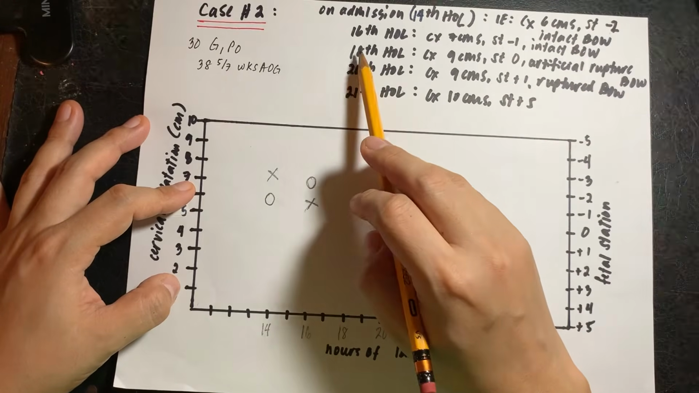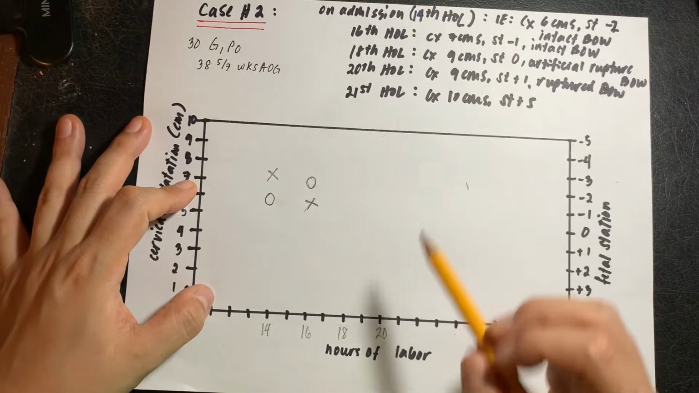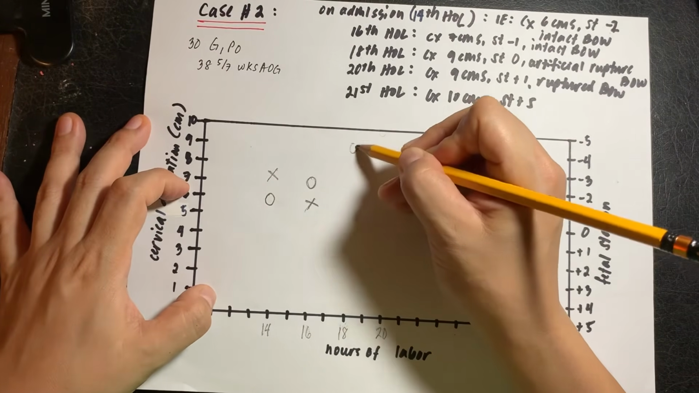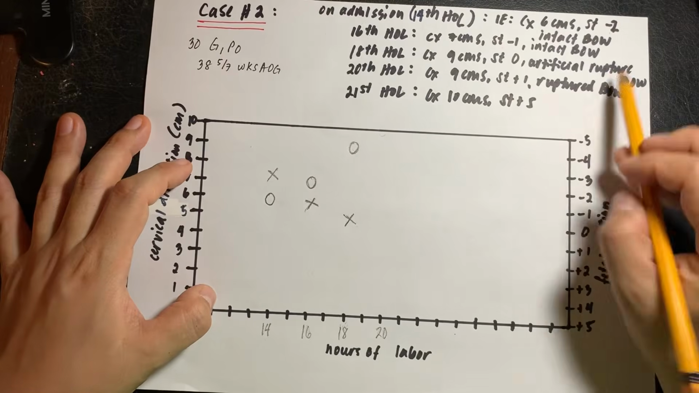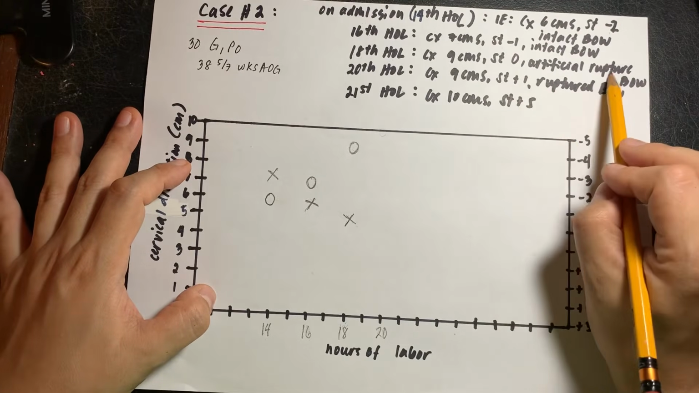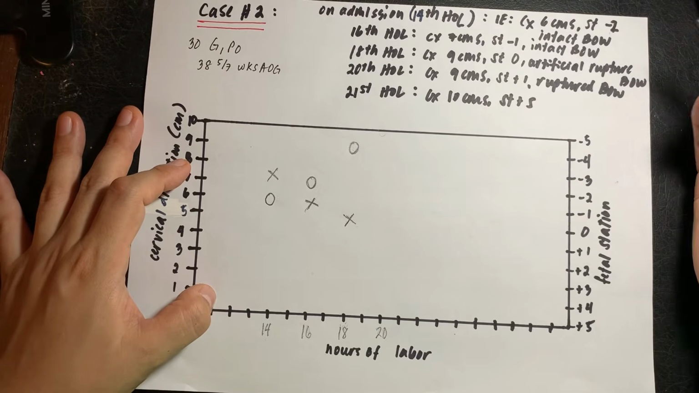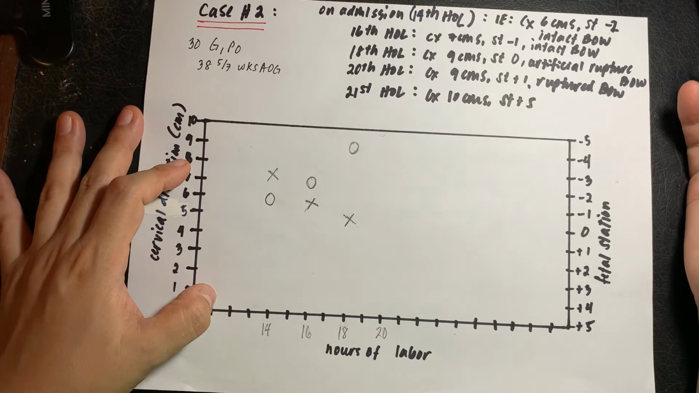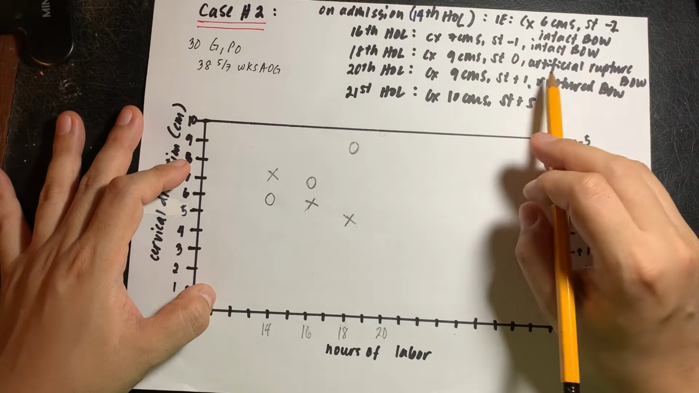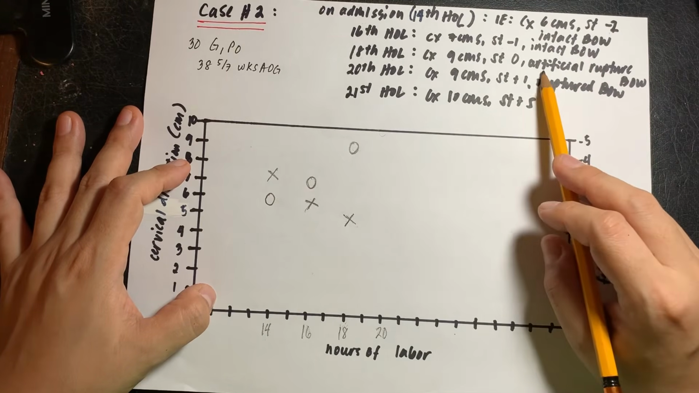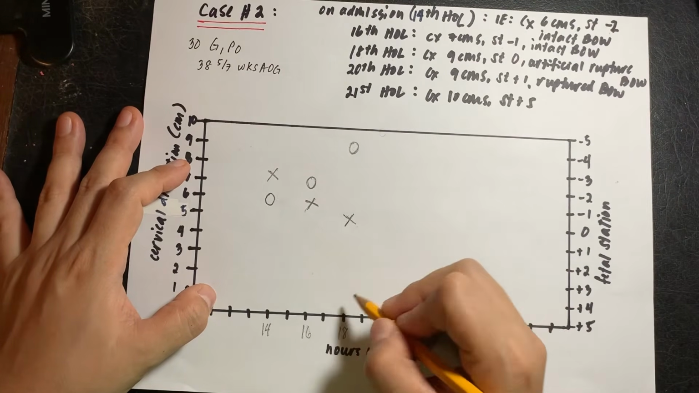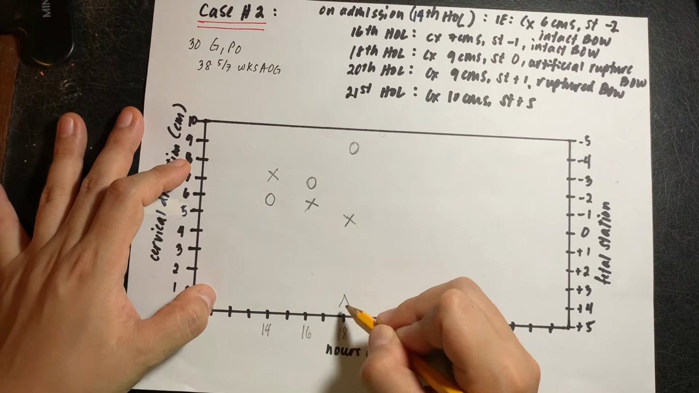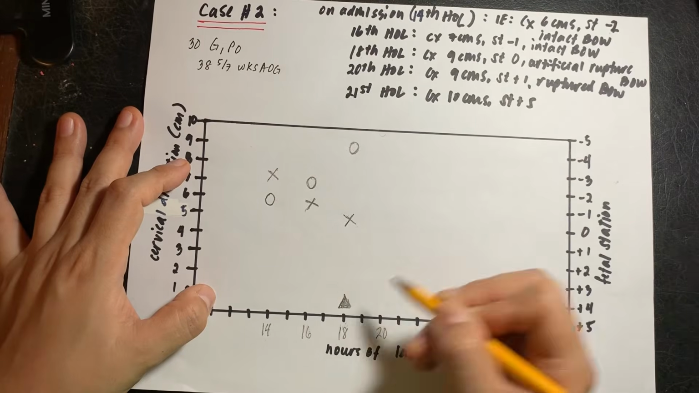Intact bag of waters. On the 18th hour of labor, we have a cervical dilatation of 9 centimeters. Station 0. And the bag of waters was artificially ruptured at this time. If you recall, in case number 1, the bag of waters was spontaneously ruptured, that's why we placed a diamond mark. But in this case number 2, the bag of waters was artificially ruptured, so instead of a diamond, we will use a triangle. So that's the 18th hour of labor, and we'll just place it here.